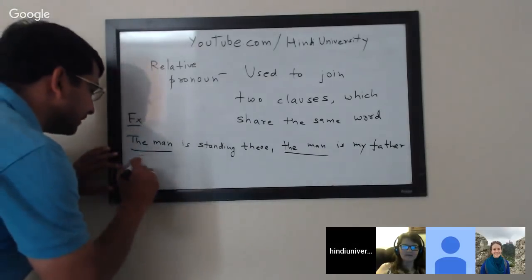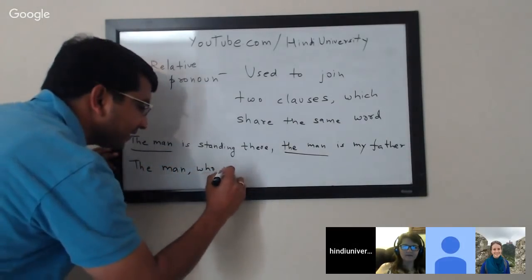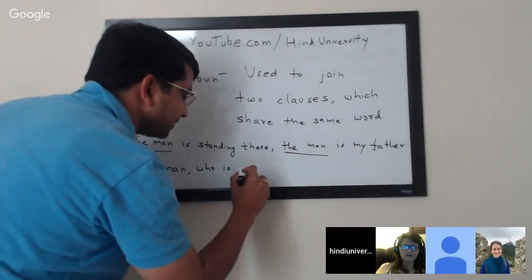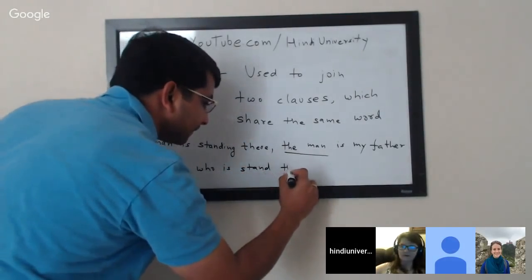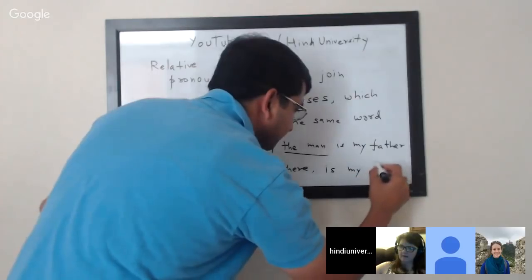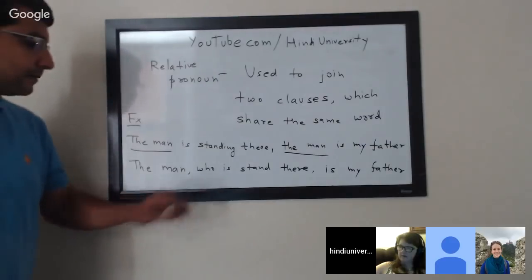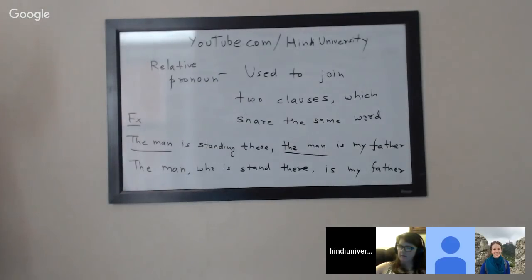So the other way to say the same sentence is the man who is standing there is my father. Okay, so what have we done here, Liz? Just combined it rather than repeating the words the man. Okay, and how did we replace? What did we replace it with?